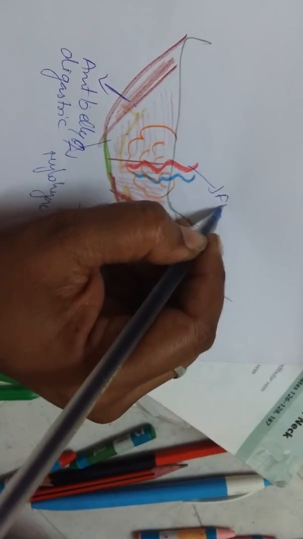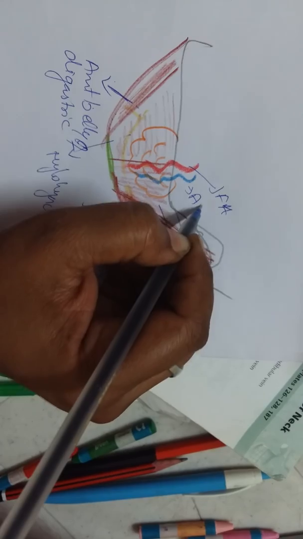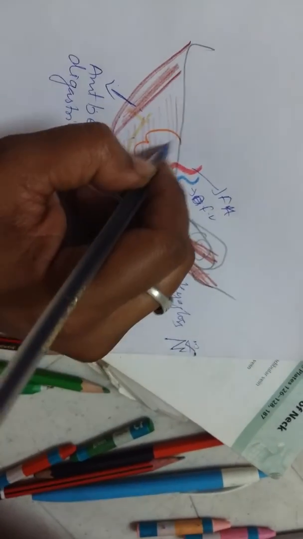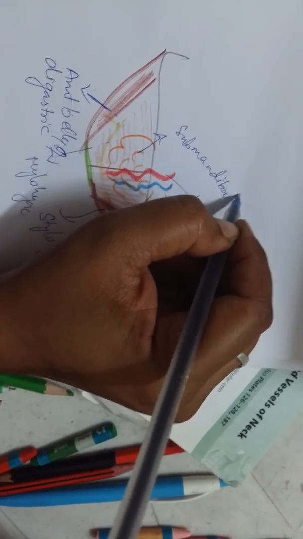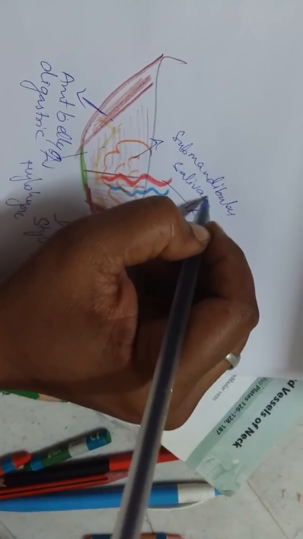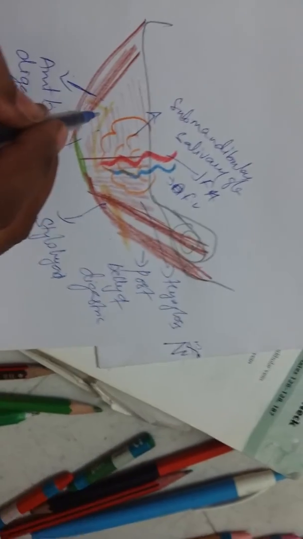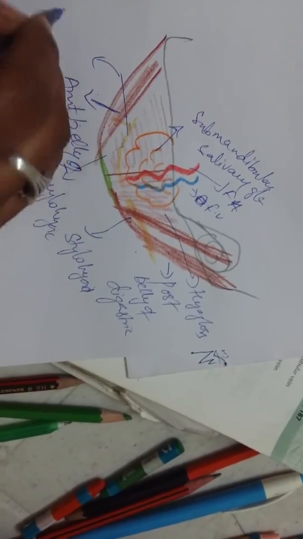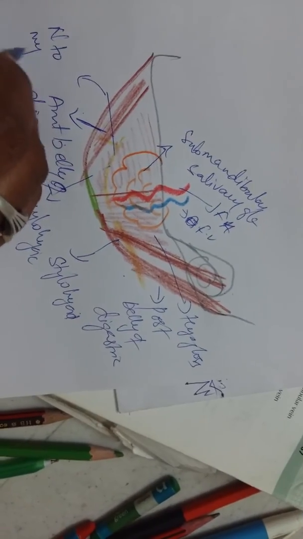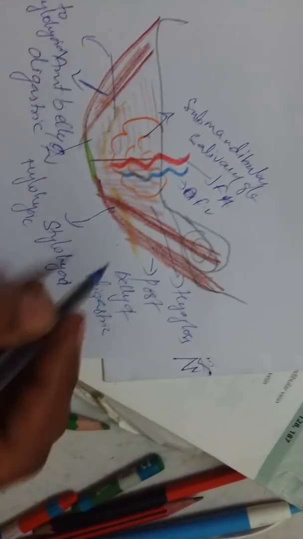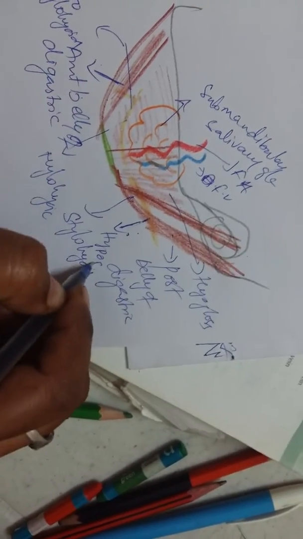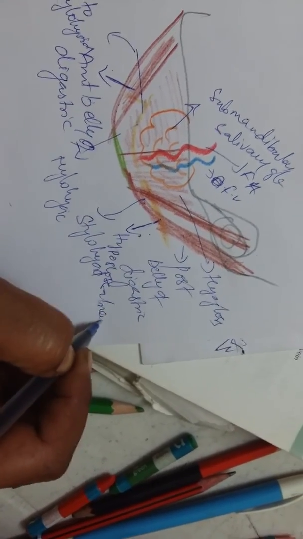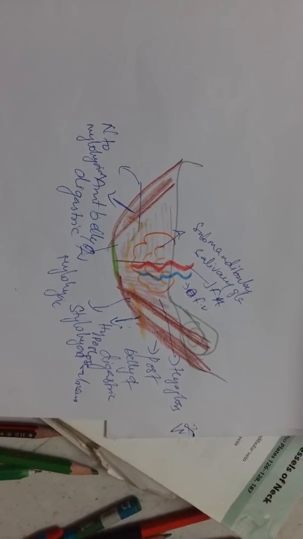This is facial artery. This is facial vein. This is submandibular salivary gland. This is nerve to mylohyoid, and this is hypoglossal nerve. This is the diagrammatic representation of a digastric triangle of neck.